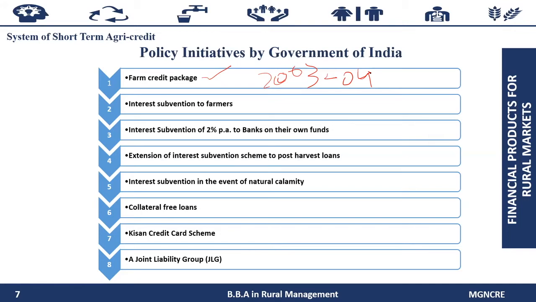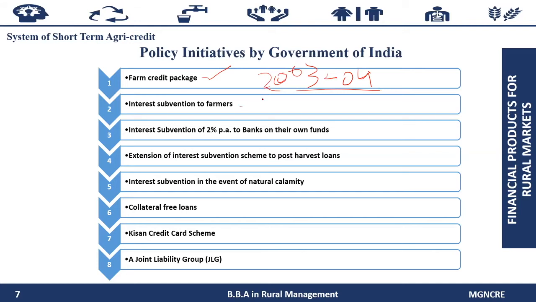Since then, agriculture credit flow has exceeded the target consistently. Like, the target in the year 2014-15 was fixed at 8 lakh crore, but the target achieved was 8 lakh 45,328. Then in the year 2015-16, the target was 8 lakh 50,000, and the target achieved was 8 lakh 77,527. So the farm credit package has been consistently increasing over the years.